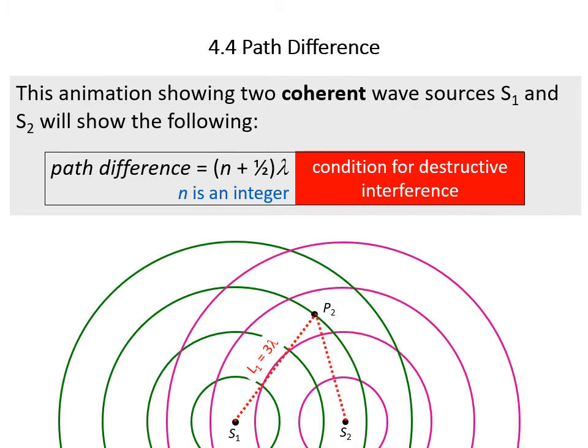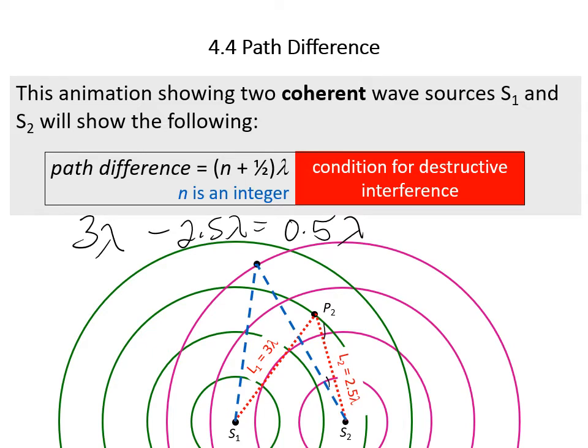But look at from S2 to point 2. 1, 2. We haven't fully made it to the third wavefront. So that's a distance of 2.5 times the wavelength. So the path difference between them at this position, 3 lambda minus 2.5 lambda is 0.5 lambda. That is a half integer multiple of the wavelength, so this would be destructive interference. Here the waves would cancel. This spot, same thing, half integer multiple of the wavelength, the waves would cancel out destructively.